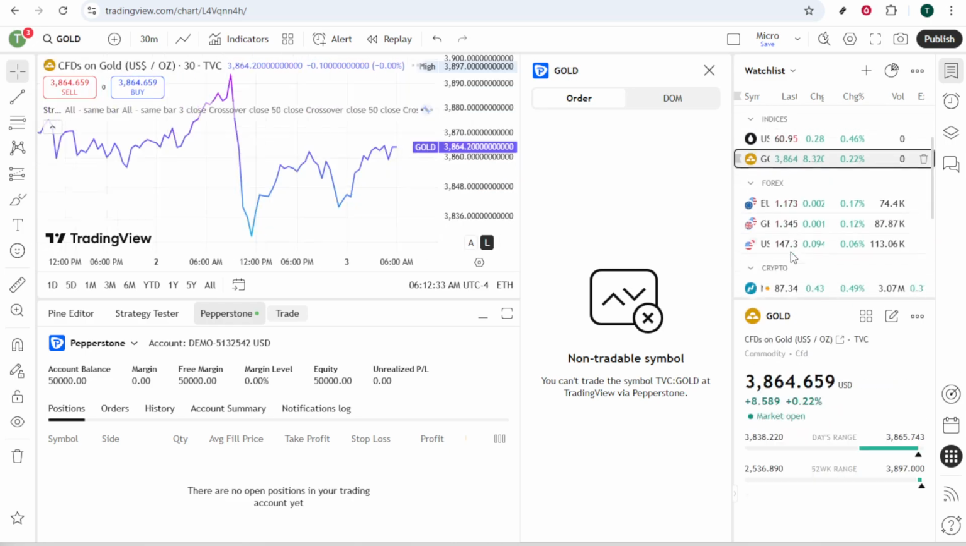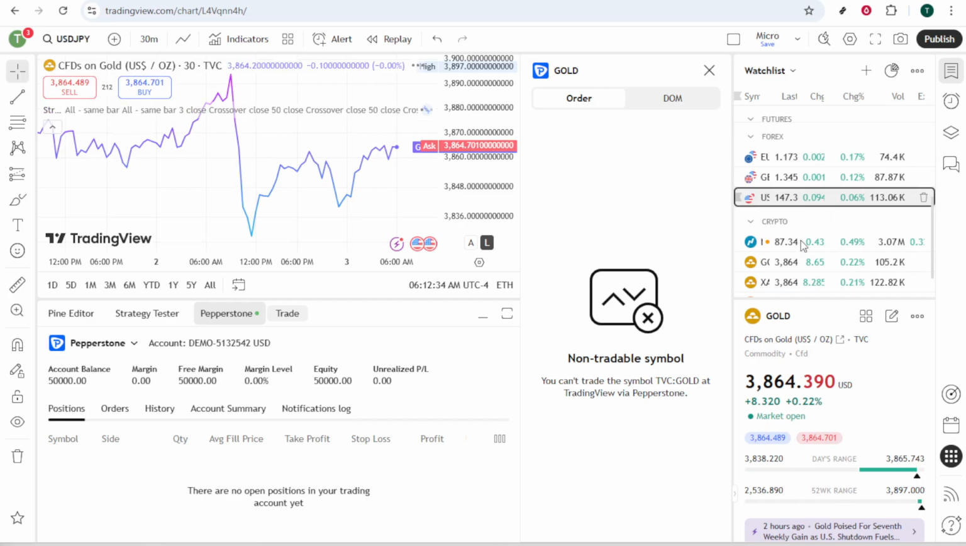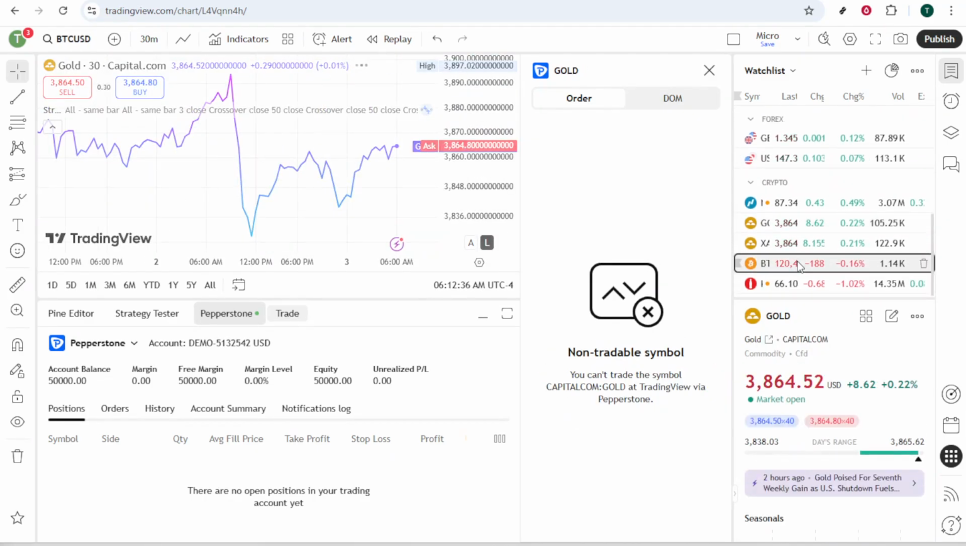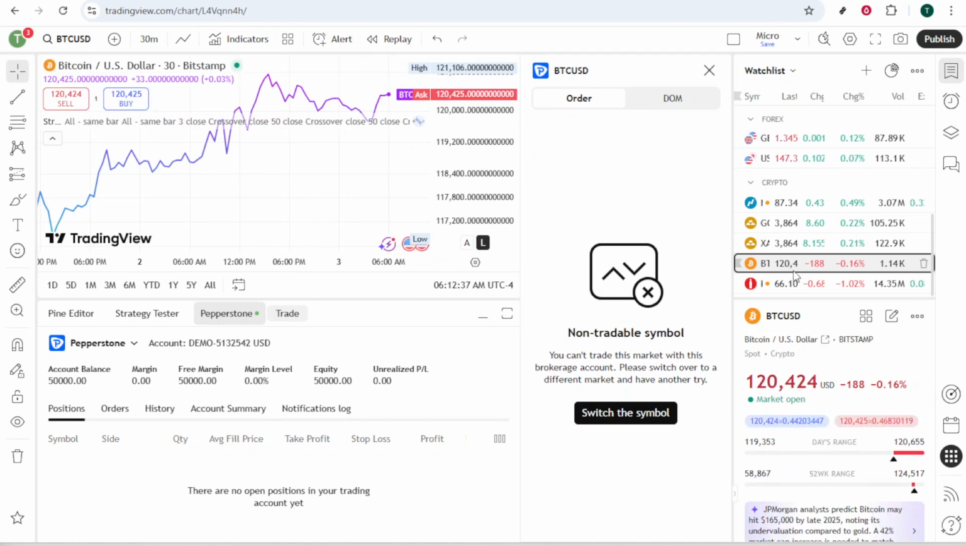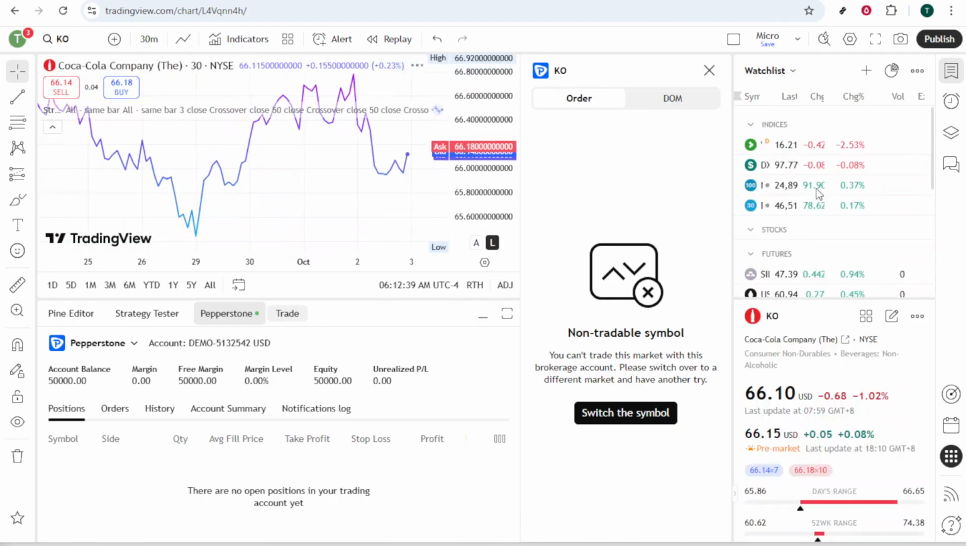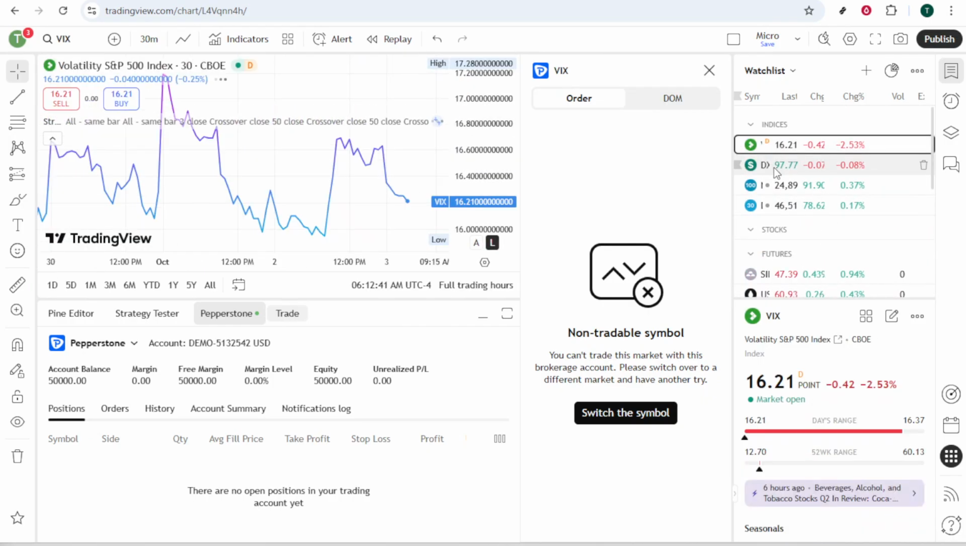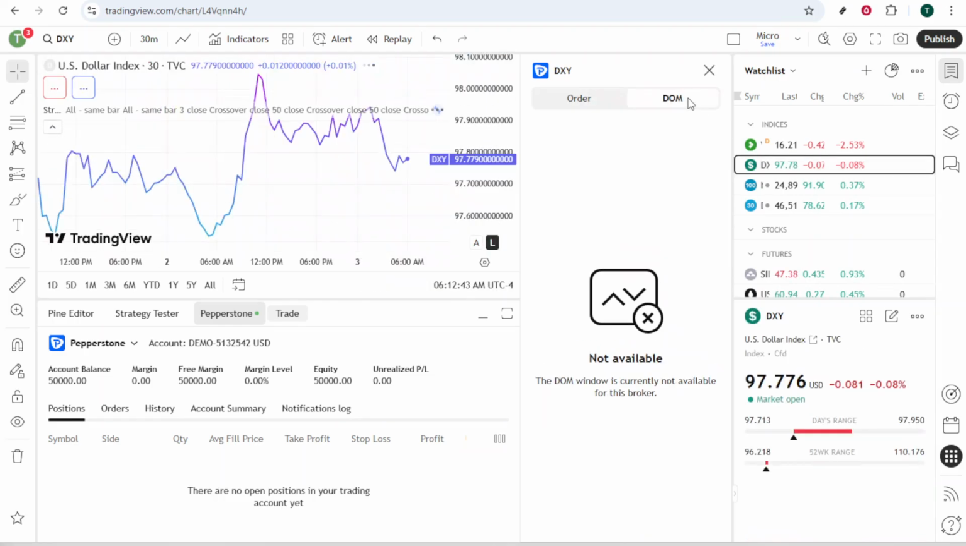On the other hand, a limit order lets you set a specific price at which you want to buy or sell. This option is particularly useful if you're waiting for the market to reach a certain level before making your move. Lastly, a stop order can act as either a stop loss to protect your downside or as a strategy to enter the market once a particular price point is reached.